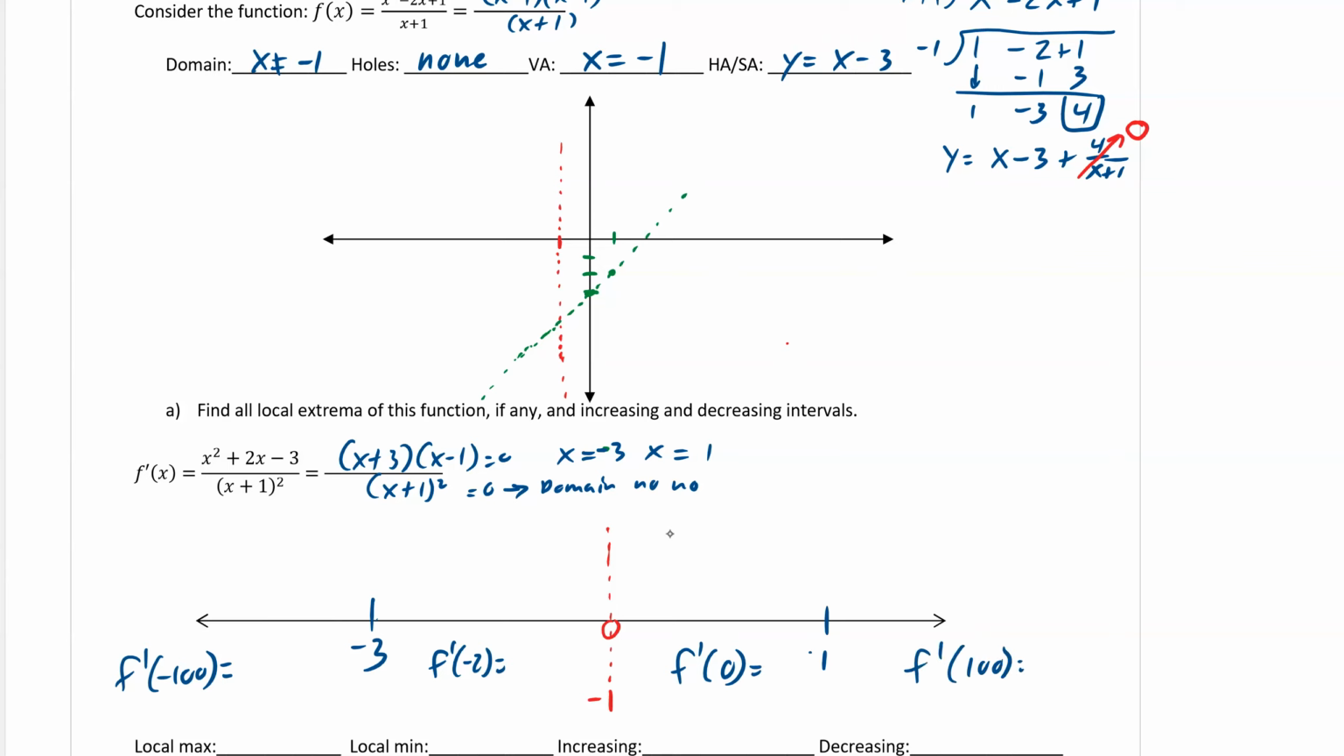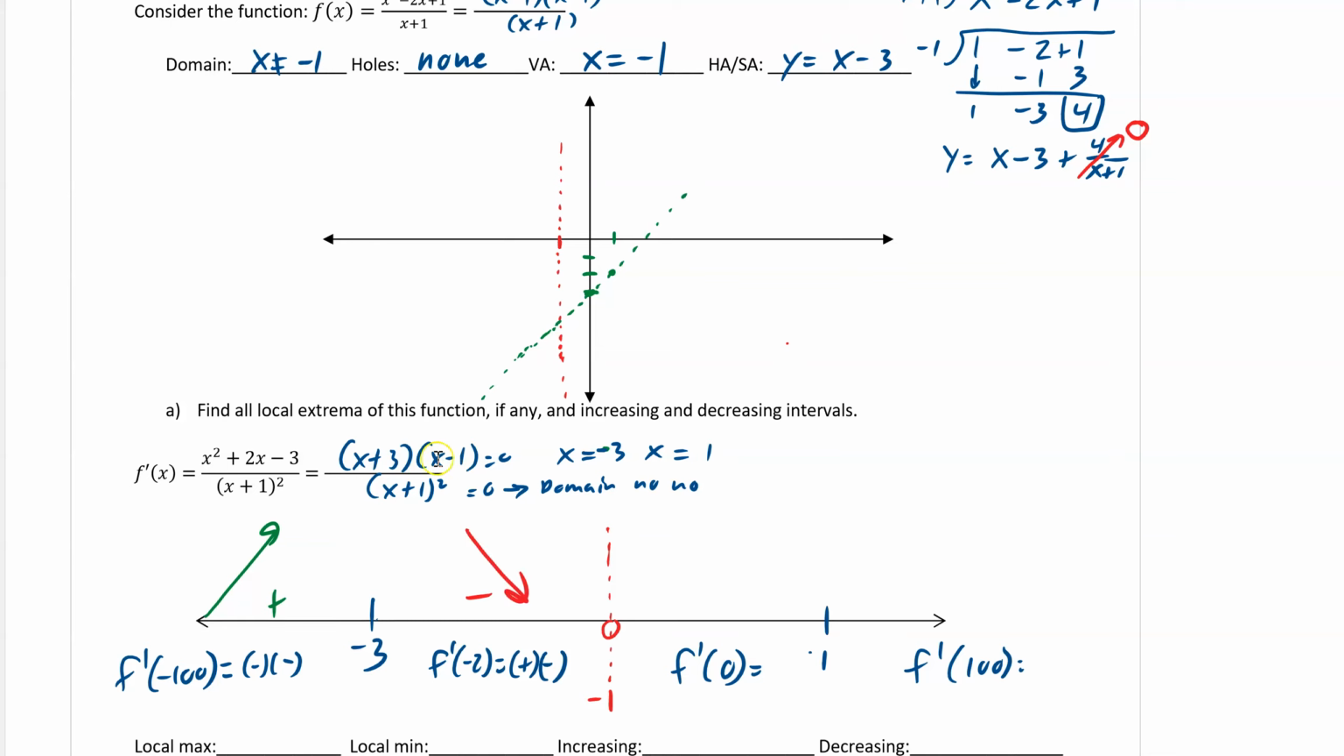And then we just need to test these numbers. Now the bottom's squared, so we don't have to worry about it. It's just the top. So if I plug in negative 100 in here and a negative 100 in here, I'm going to get a negative and a negative, which means that is a positive. We are increasing. And then at negative 2, that would become positive and negative, meaning we are getting a negative and it's decreasing.